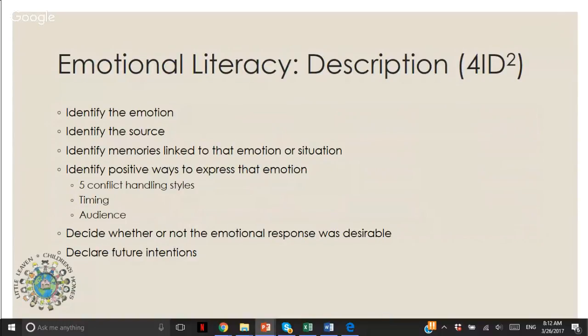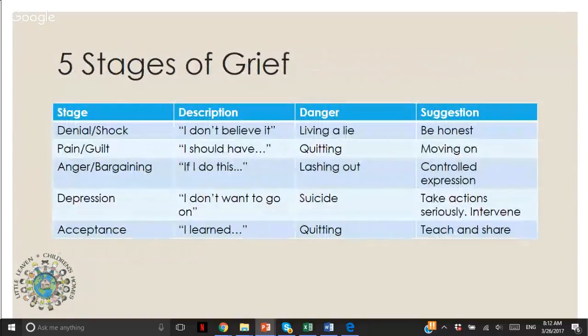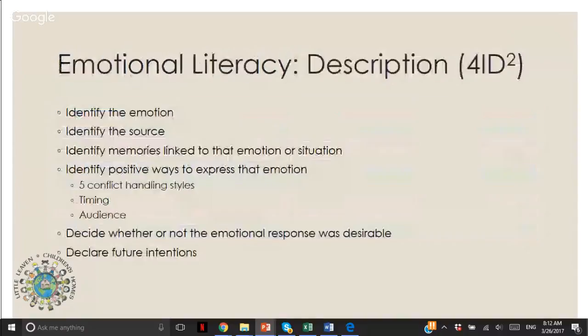Emotional literacy. So we're still on emotional literacy, and we talked about how the first part was identifying the emotion. The second part was admitting to the emotion, and that's what we did after the acceptance, admitting, same thing.